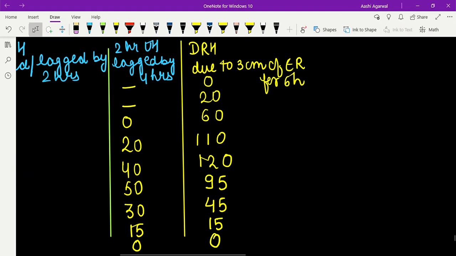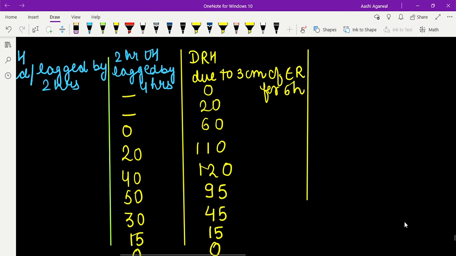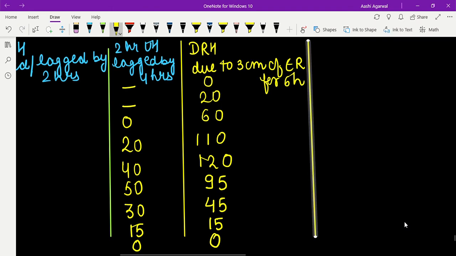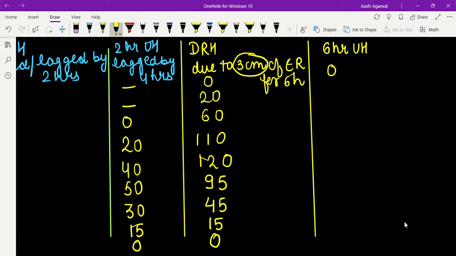So what I have got here is a DRH. My aim is to find out a 6-hour UH. From DRH to UH, how do I go? I will divide the ordinates by x. What is x? 3 centimeters. I know only for 1 centimeter of runoff I want to calculate, but this is for 3 centimeters, so I will divide by 3. As simple as that. 0, 20 by 3, that means approximately 6.67.